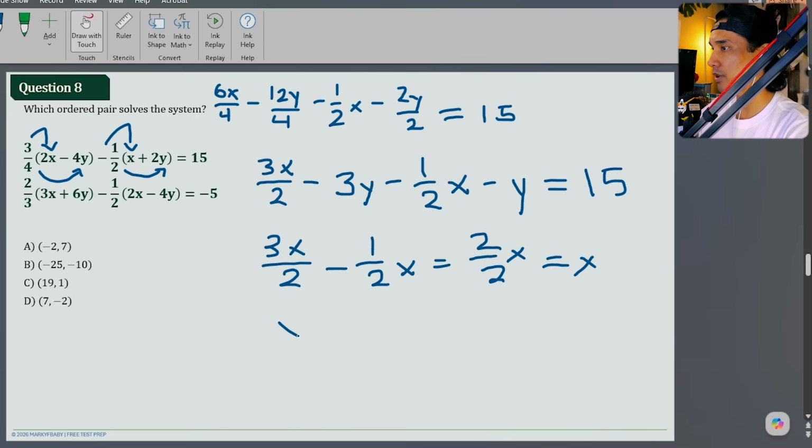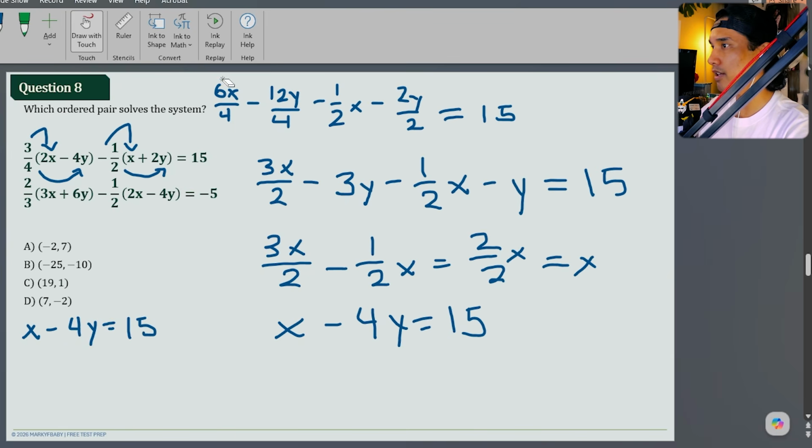So then I'm left with x minus, what is -3y minus y? That's 4y equaling 15. Okay, perfect. That is our first formula. So I am going to put this here, x minus 4y equaling 15.